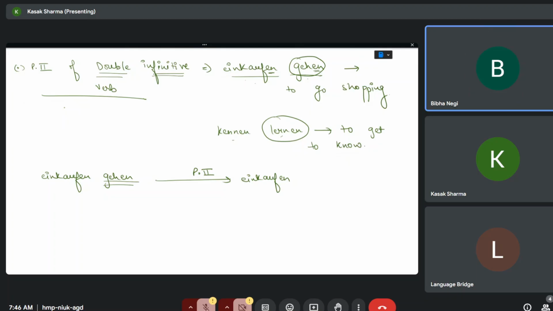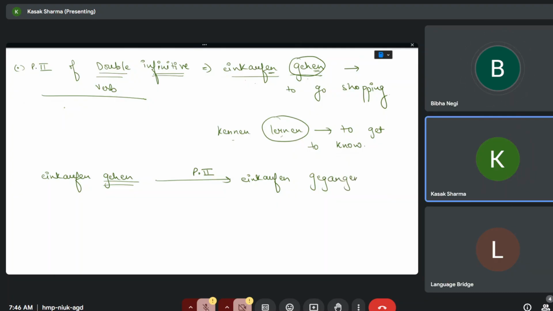Einkaufen. Gehen, participle: gegangen. Einkaufen remains the same only. Only the second part of the second verb is written in the participle form. Okay, let's see this one.